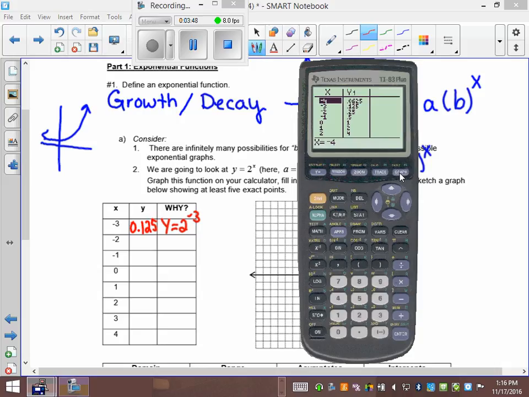So we're going to go second graph. -2 is 0.25, which would be y equals 2 to the -2, etc. -1 is 0.5, 0 is 1, 1 is 2, 2 is 4, 3 is, oh, it's 2 to the 3, which is 8, sorry. That's an 8, because this would be 2 to the power of 3, not 3 to the power of 2. Okay, and we plot it on our graph.